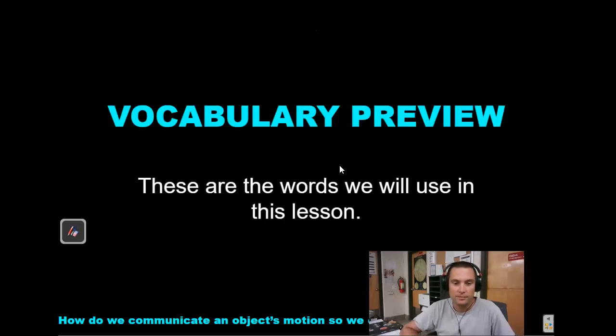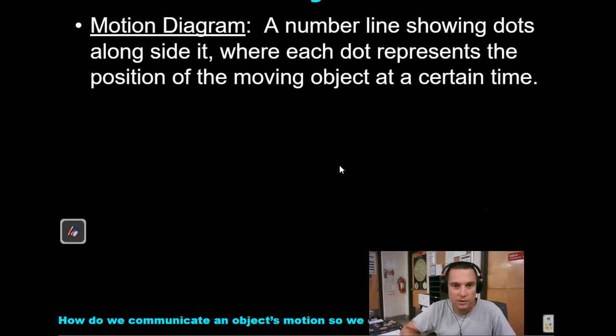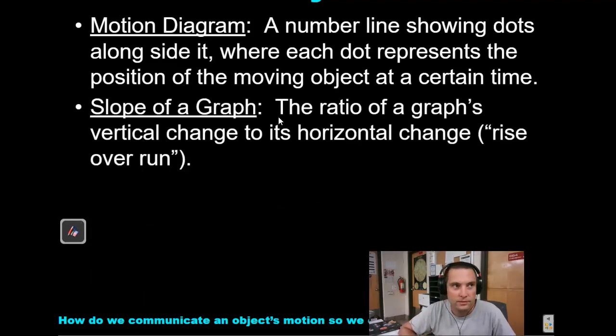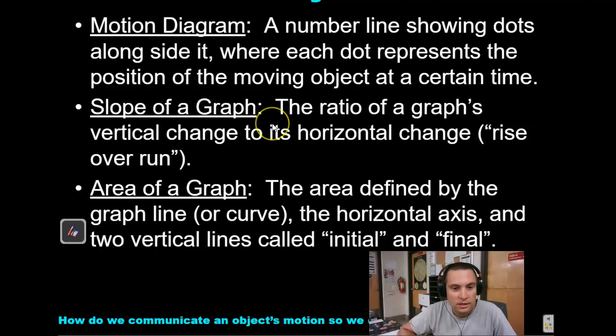Alright, vocabulary. Same vocabulary as last time. We have our motion diagrams, which were the strobe, 1 second intervals to show the motion. If there's equal spacing between the motions, then we knew that that was moving at a constant velocity. Slope of a graph is the ratio of vertical to the horizontal change, so it's rise over run, the y2 minus y1 over x2 minus x1.